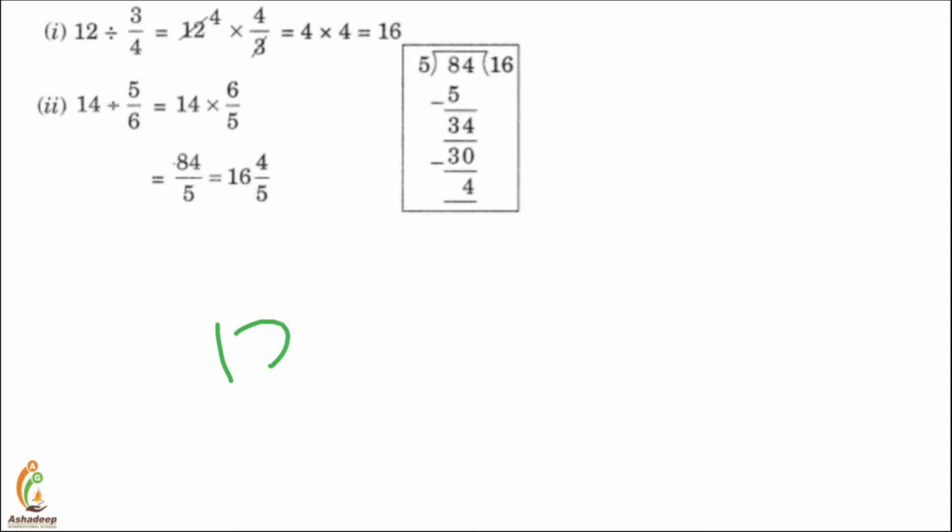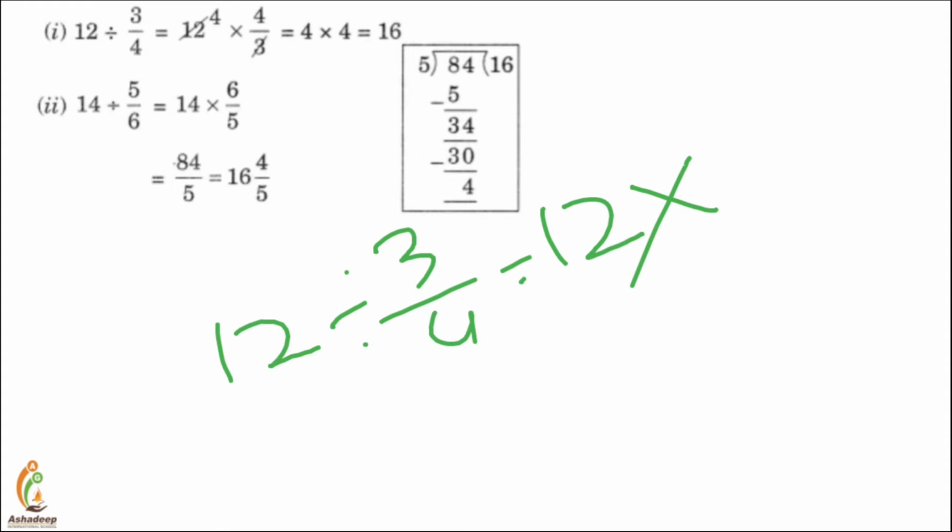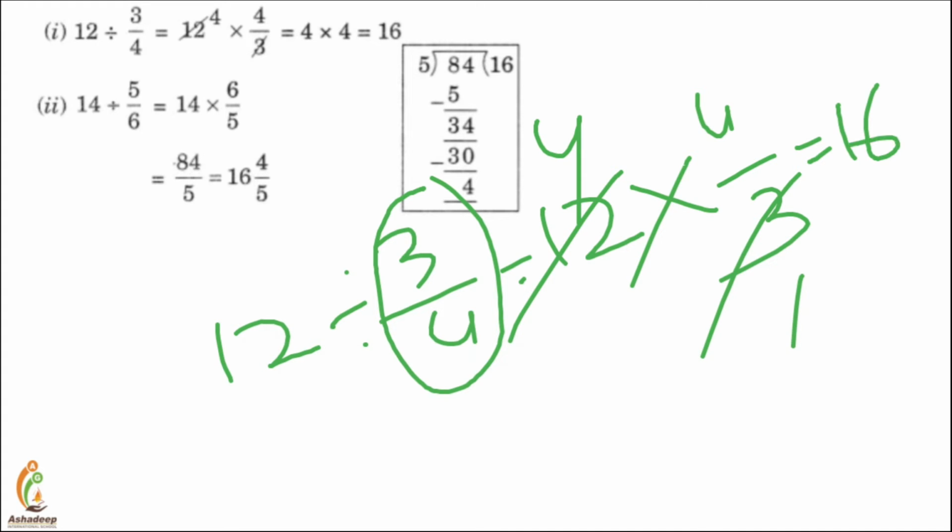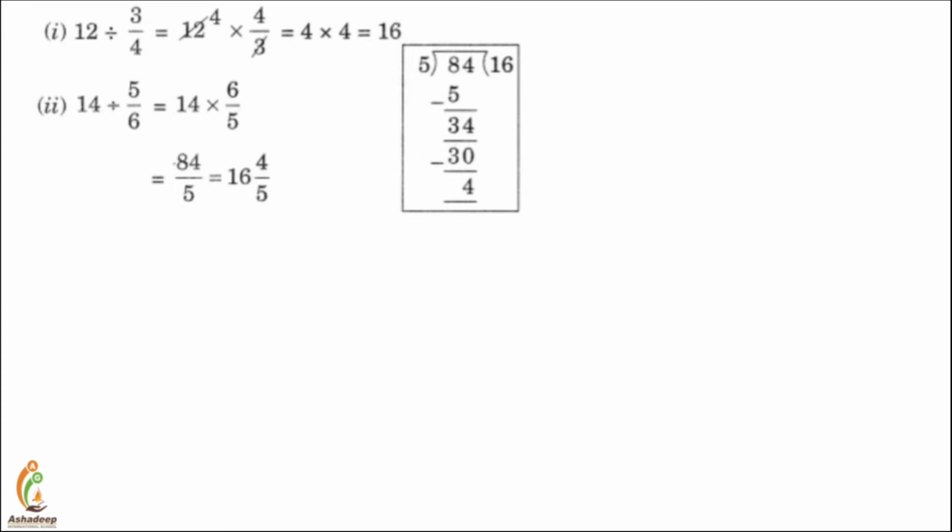First, 12 divided by 3 upon 4. So 12 multiplied by the reciprocal of 3 upon 4, that is 4 upon 3. 3 1s are 3, 3 4s are 12. So 4 4s are 16. Clear? So here the quotient will be 16. Got it? Then next is 14 divided by 5 upon 6.